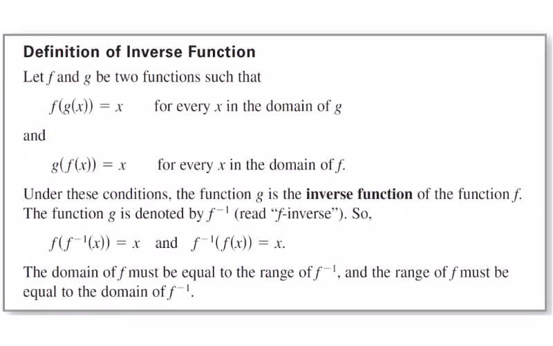So let's look at the definition of an inverse function. We can see here that an inverse function is two functions f and g, where if we input g into f, we get x, and if we input f into g, we also get x, okay? For every x in the domain of g and for every x in the domain of f. And so we call those inverse functions, and we denote them by this notation, right?